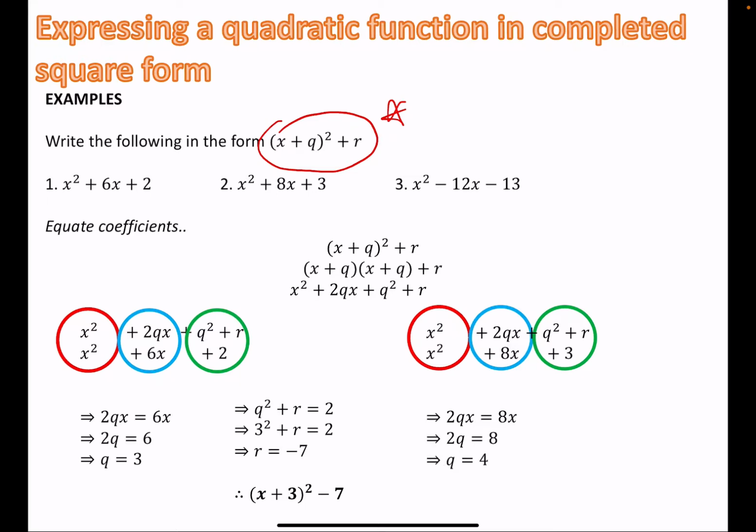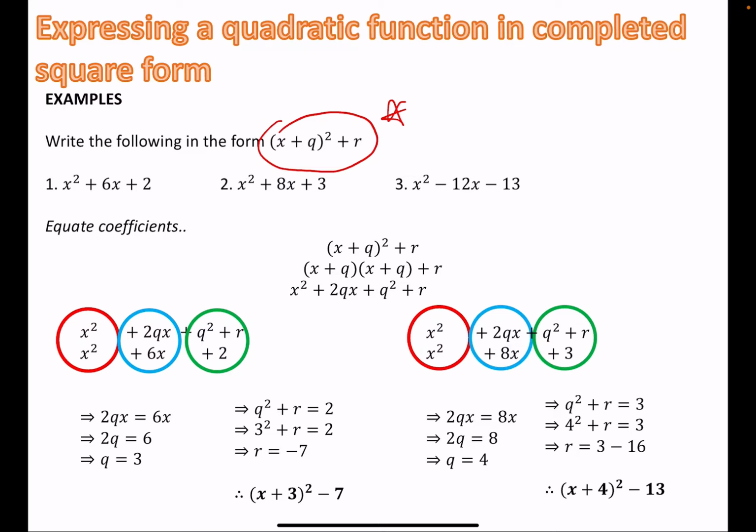So now, again, I know the number that goes in my brackets, but I need to find out what goes outside the brackets, and I use this green bubble to do that. So I know that q squared plus r is going to have to equal 3 this time. I now know what my q is, so 4 squared plus r is going to have to equal 3. 4 squared is 16, so 16 plus whatever r is equal to 3. Again, just solve it like an equation. Take 16 off both sides. r is going to equal 3 minus 16, which is minus 13. So x plus 4 all squared minus 13 is x squared plus 8x plus 3 written in completed square form.